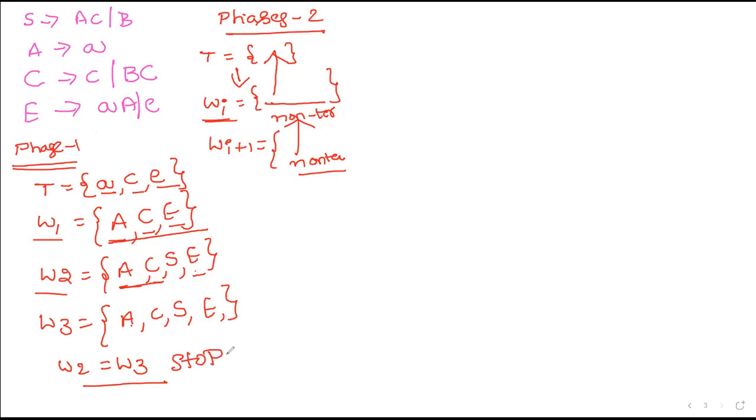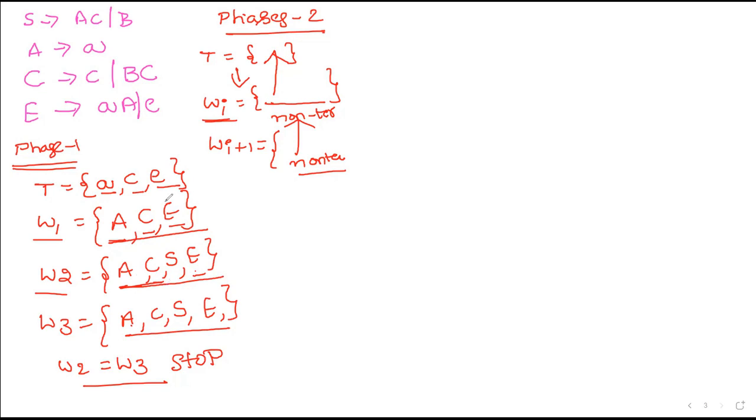Step by step, I am writing W1, W2, W3 such that one derives another. When do you stop the procedure? Whenever there is no updation. Suppose W2 and W3, both the values are the same. Both the values are the same, we stop the procedure.